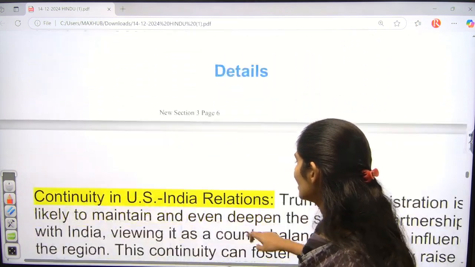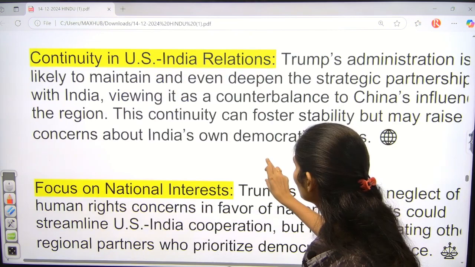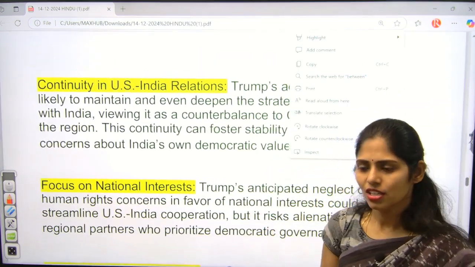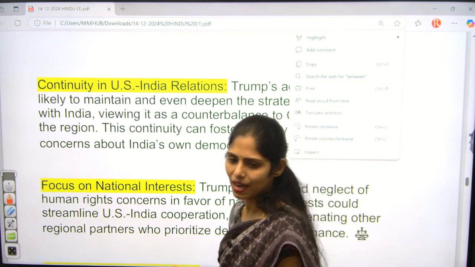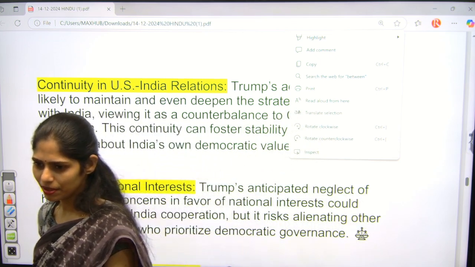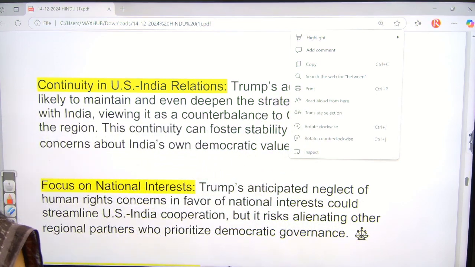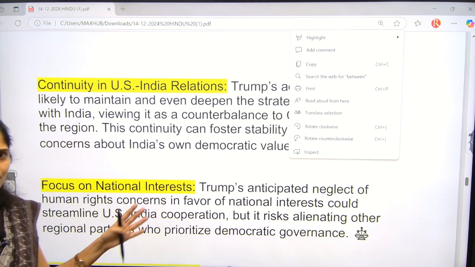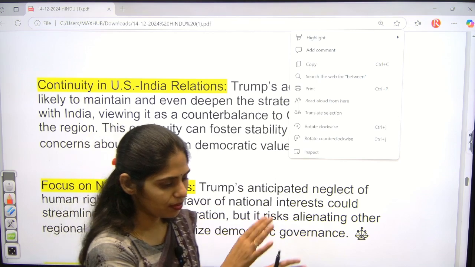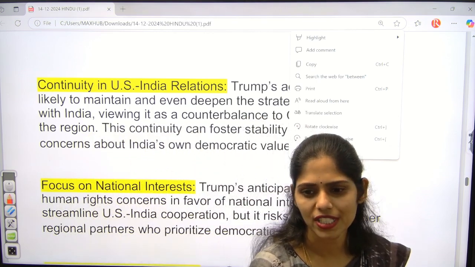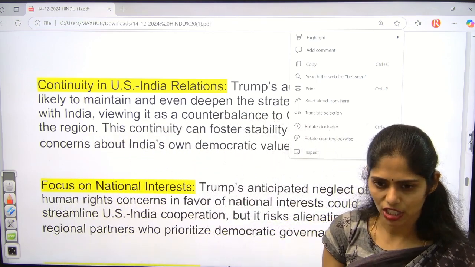So here, one important thing that you have to focus on is, after Biden came into power, Biden is the former President of the USA. After him, now who is your president? That is President Trump. Because of this change of government, obviously India-US relations have changed a lot.